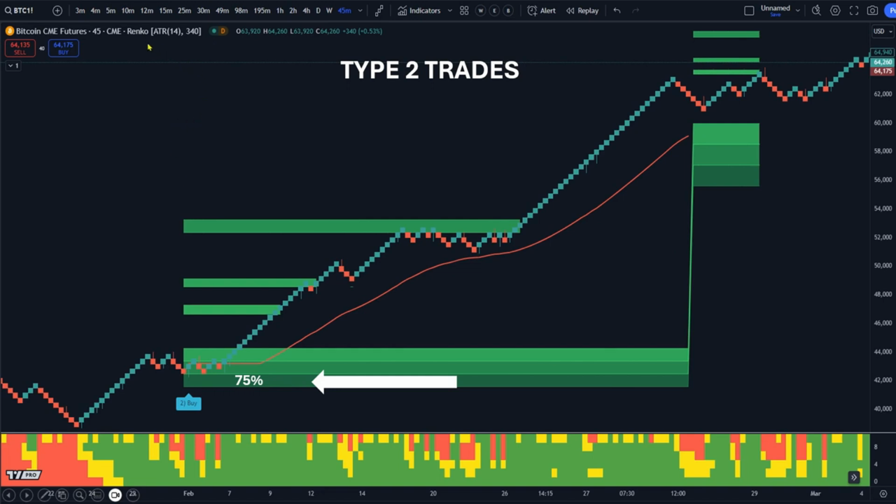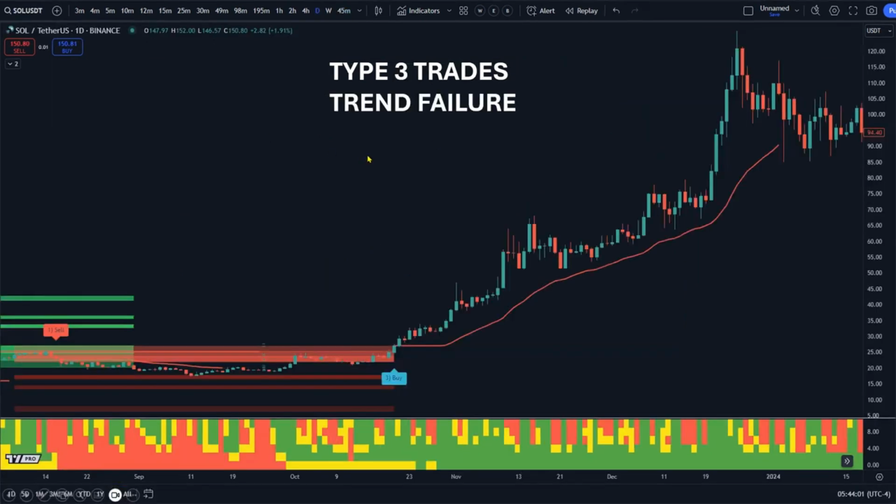Bitcoin futures, but also on this 45 Renko ATR chart, which really, really smooths out price action and works very well with the Slingshot there.